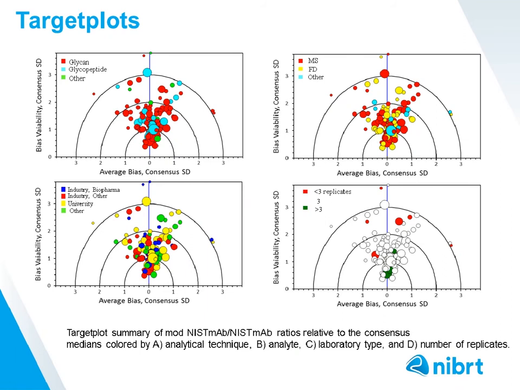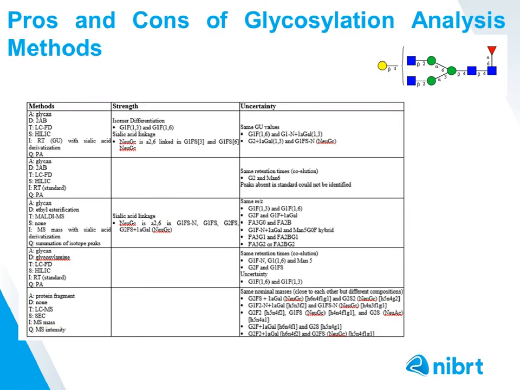If you broke this down by what analysis type was used, on the top left, you can see there's no clear advantage to using released glycan or glycopeptide or other technologies. On the right-hand side, you can see that, for example, mass spectrometry isn't outperforming fluorescent detection or vice versa. You can see that the industry partners aren't outperforming the academic partners. But what you can notice in the target plot on the bottom right is that those participants who had a higher number of replicates, depicted in green, had less deviation. So this comes back to those users that had better lab design and practice, with a higher number of replicates, getting better consensus values for the N-glycans in this study.